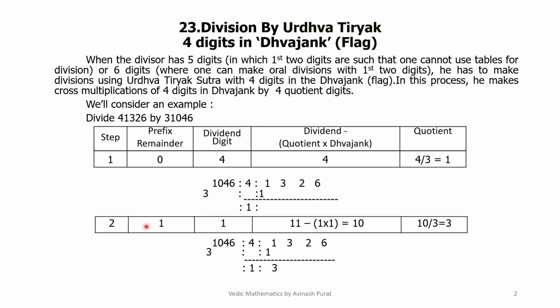Second step, remainder 1, dividend digit is also 1. So dividend minus quotient into Dhvajank, that is 11 minus 1 into 1, that is equal to 10. So 10 by 3 equal to 3 is quotient.